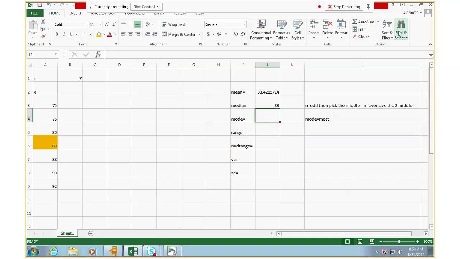It's the number that shows up the most. If you have 3 that show up the most, the same amount, then you have to put all 3. 25, 36, and 42. It's called trimodal. One mode, then bimodal, trimodal, polymodal.